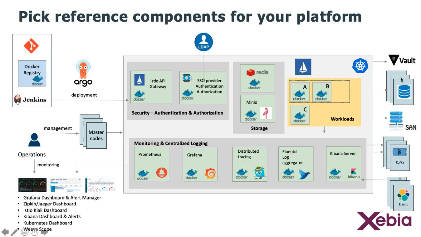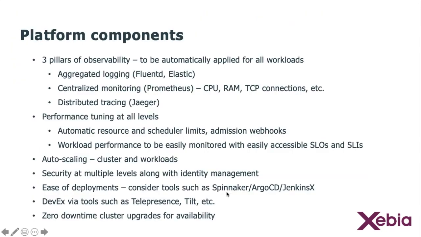Typically, you'd have Vault to integrate secrets management. You can have Redis for caching. And then you have the base platform components of monitoring and distributed tracing, et cetera. Okay, moving on. This is the same stuff, but if you want aggregated logging, you'd go with Elastic, but there are other solutions out now. People are coming up with their own aggregated logging solutions as well. You could integrate it with Splunk, for instance.